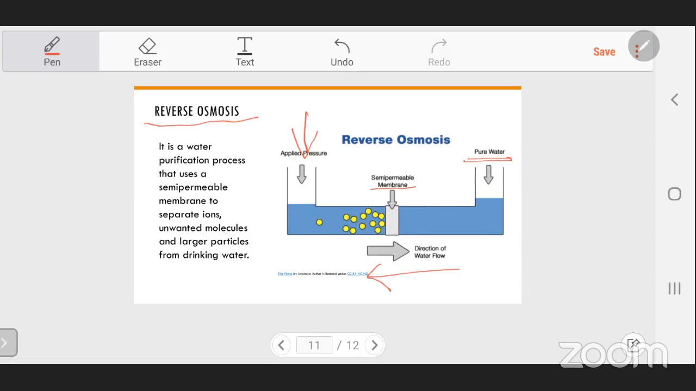Again, if we apply more pressure, then it will force the liquid to travel back in a manner which is completely opposite to the law of osmosis. This whole process is known as reverse osmosis. And reverse osmosis is a very common phenomenon nowadays.